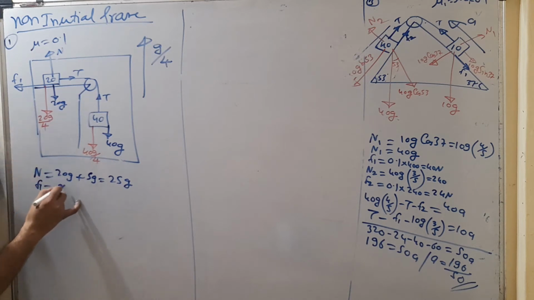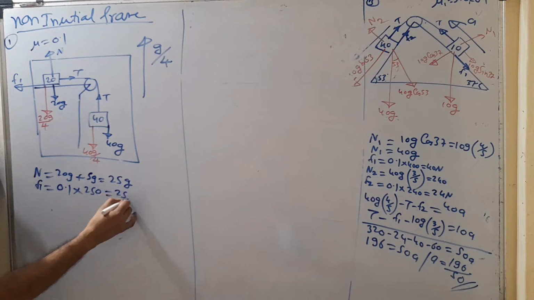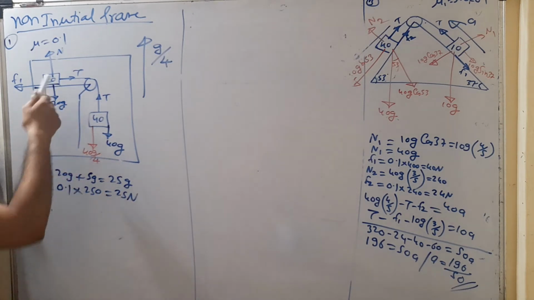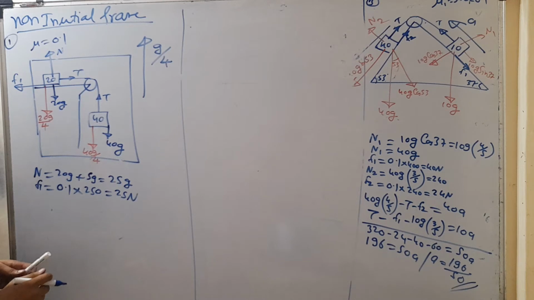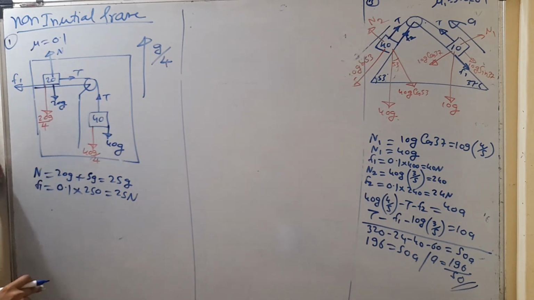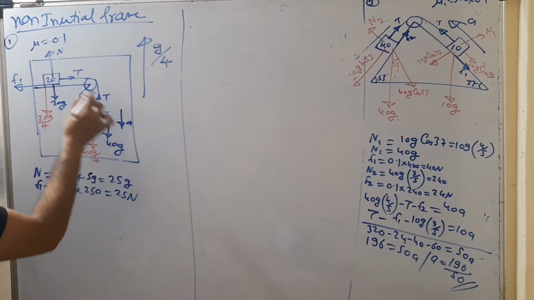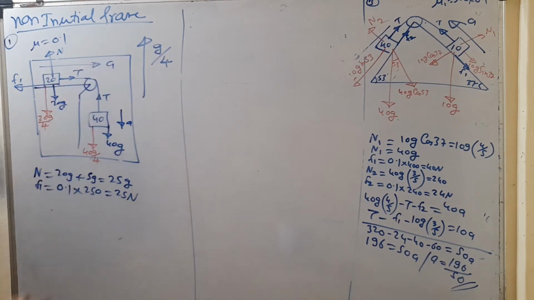Now you can find the friction F1. F1 is 0.1 into 250, so that's 25 Newton of frictional force. So on this block we are going to get a frictional force of 25 Newton. This block has no friction, because this block is in air. So we need to consider friction on only one block. Now write the equations. Because this one is heavy, this block will come down from A. So this block has to move in the forward direction with the same acceleration.